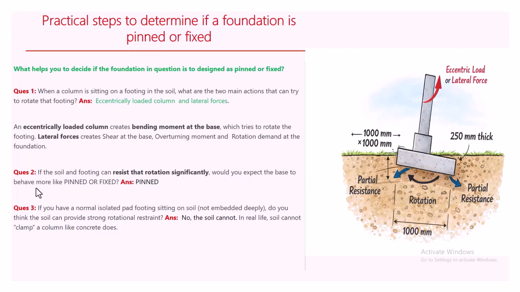You must have identified that there is something going to cause movement, rotation. Then, with your soil and your footing, will they be able to resist it? That means that the soil and the footing cannot resist that rotation. So if they can't resist it, that means they allow rotation, right? And allowing rotation is the behavior of a pinned support. And that is why you see that the answer is pinned.